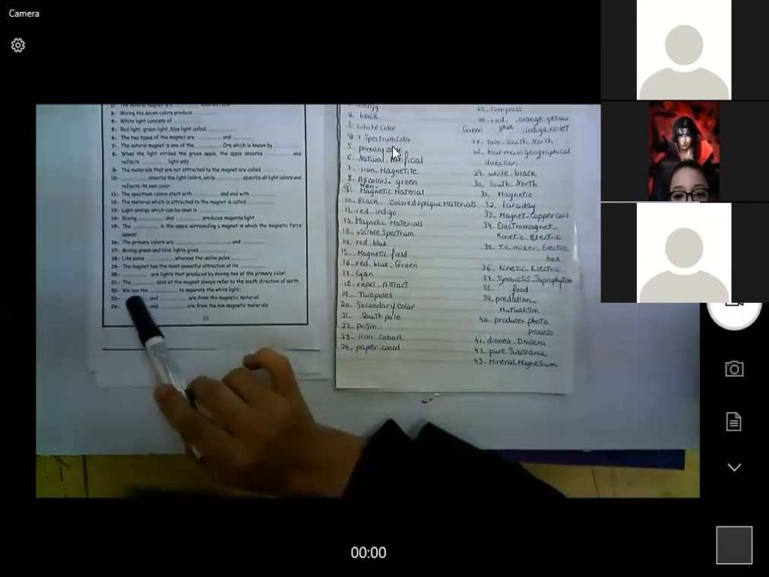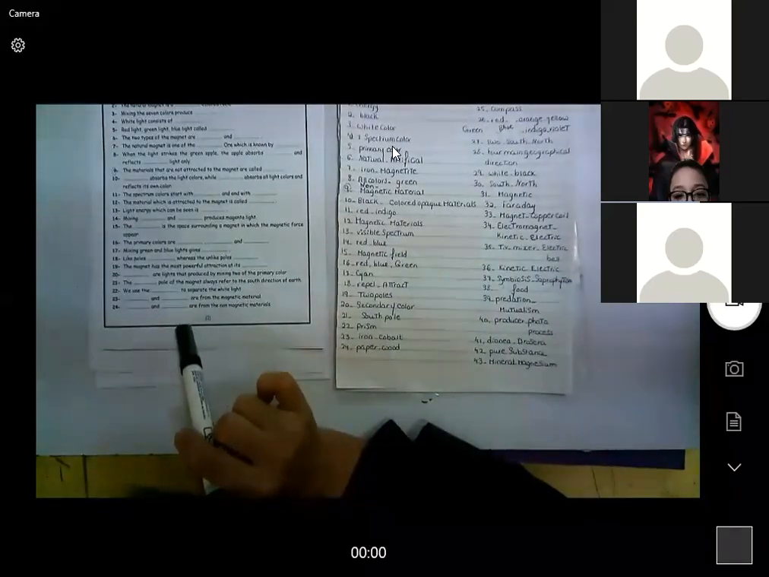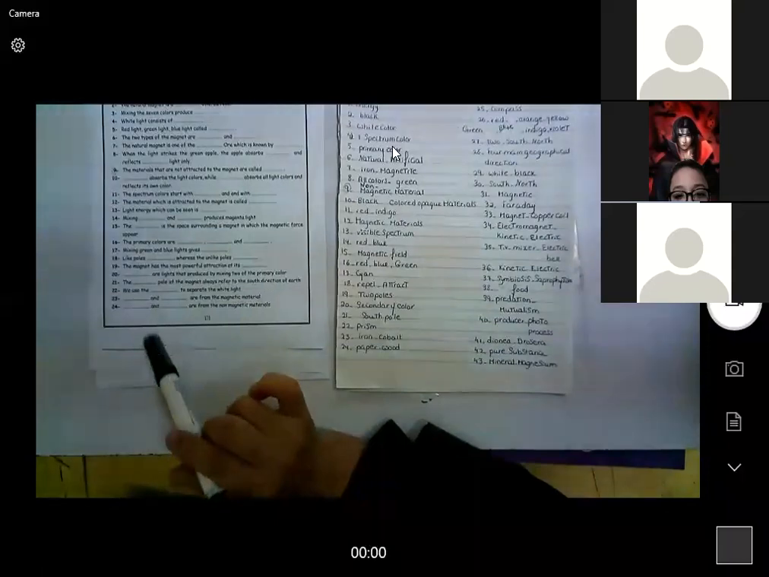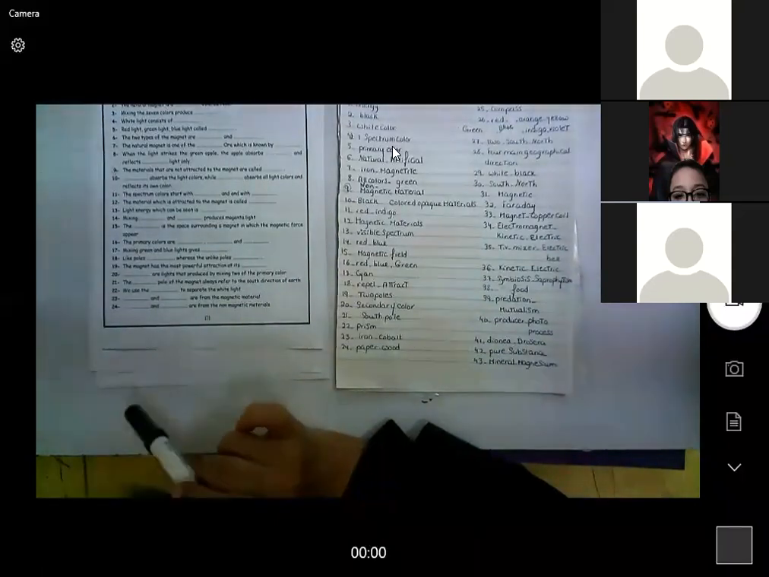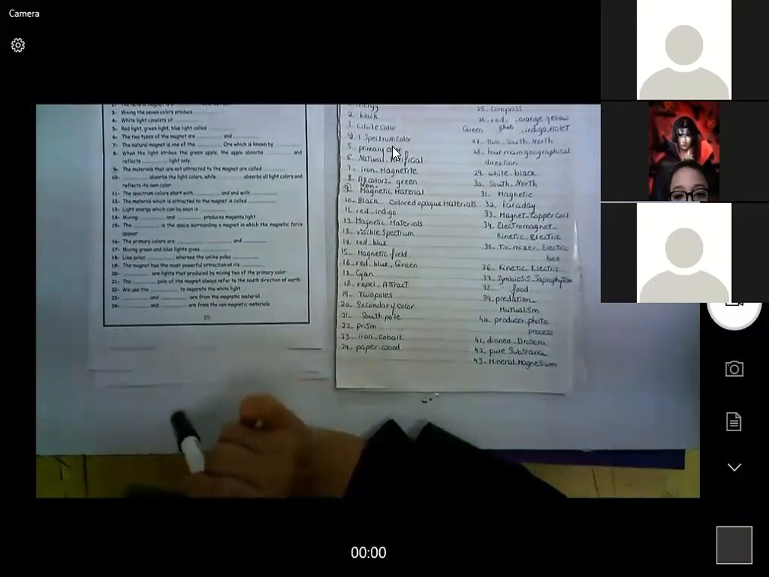21. The south pole of the magnet always points to the south direction. What is the name of the pole which goes into the south direction? South pole goes south direction. North pole goes to the north direction.